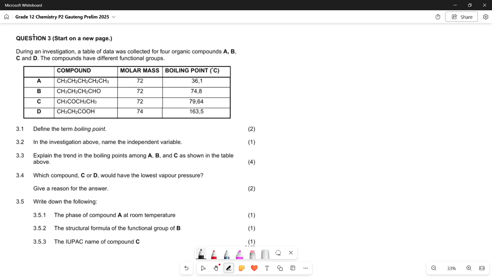Hey guys, in today's video we're going to check out question 3 of the Chemistry Paper 2 Gauteng Prelim 2025 paper, where we're going to look at boiling point and the common patterns in this section. So let's jump right in.